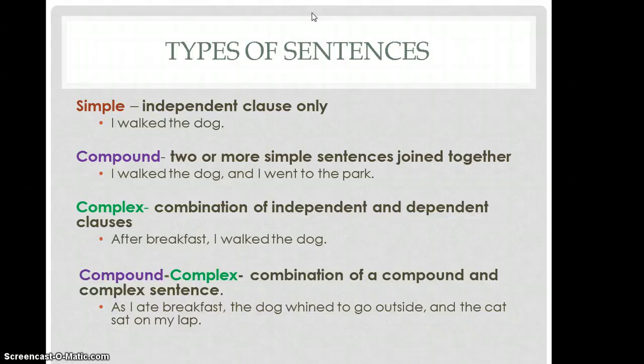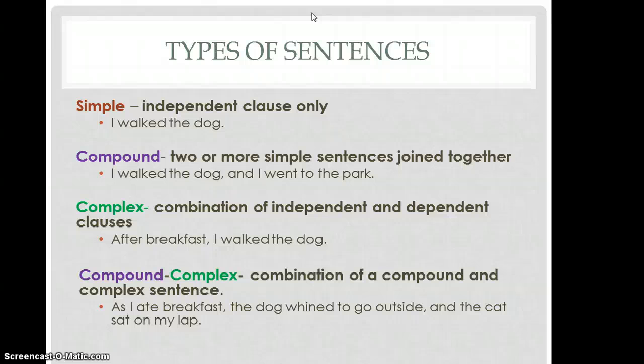Types of sentences. There are 4 types that you need to identify. The simple sentence, which is one independent clause only. An independent clause means that there is one subject and one verb and then an object. "I walked the dog." A simple sentence could also just be "I walked." A compound sentence is when you combine 2 or more simple sentences, or 2 or more independent clauses, together. You'll usually notice that a compound sentence will have a conjunction with a comma in front. "I walked the dog," simple sentence, comma, "and I went to the park," another simple sentence.